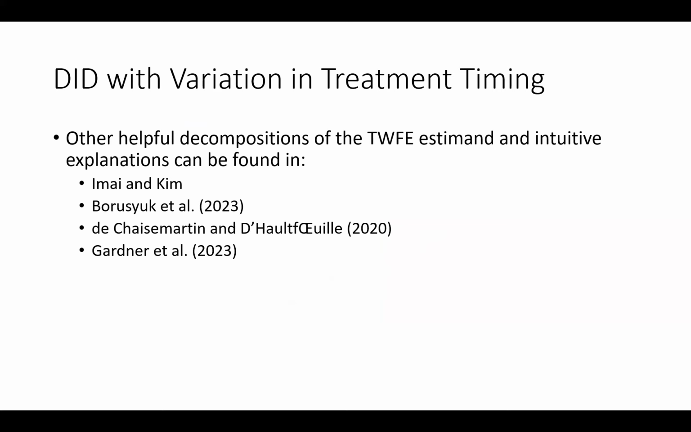Okay. So I talked a little bit about that decomposition in the Goodman-Bacon paper. Other authors have also decomposed the two-way fixed effects estimand in different ways and found different insights. I'm just going to list them here, and if you want to get a complete picture, I recommend checking all of them out. There's this paper by Imai and Kim, published in 2018 or so. Borusyak et al. 2023. De Chaisemartin and D'Haultfoeuille, or however you say that, 2020. And then Gardner et al.